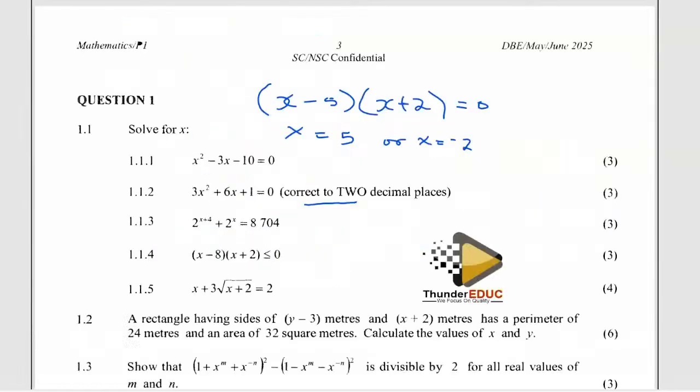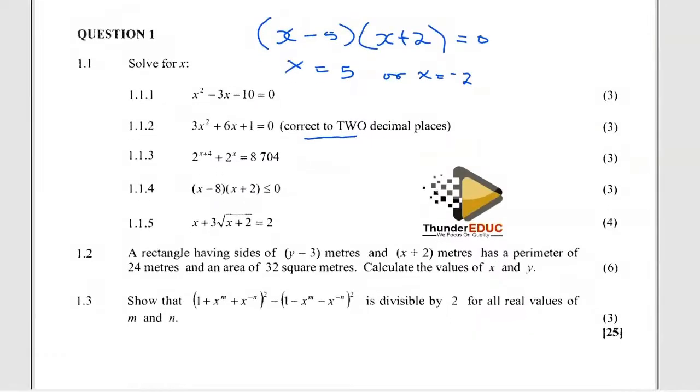So those are the answers that we have for 1.1.2. And then 1.1.3, we have 2 to the x plus 4 plus 2 to the x is equal to 8704. So what we're going to do here, we need to factorize out the 2 to the x, so that we have something like 2 to the x into, we shall have 2 to the 4 plus a 1. This must give us 8704. And then I'll be left with 2 to the x. We know that 2 to the 4 is the same as 16 plus 1, making it 17. Then I'll divide both sides by 17.